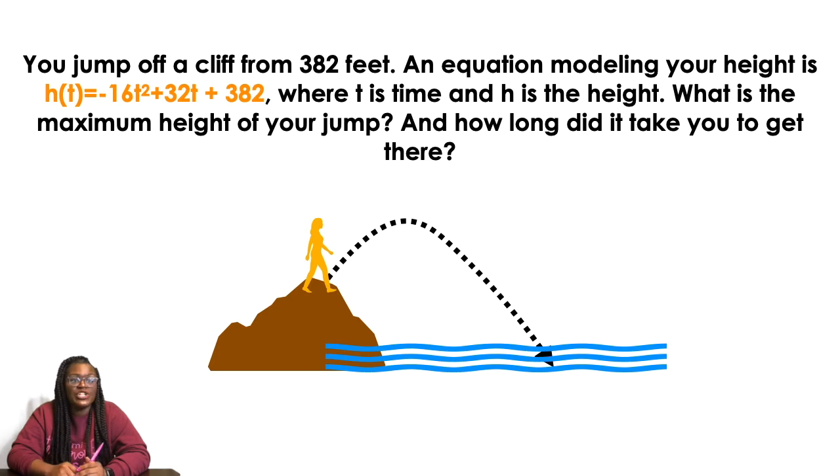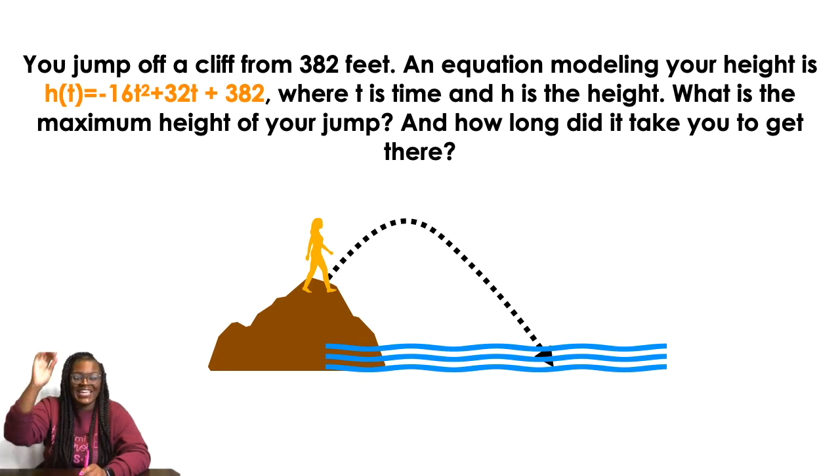Second example, you jump off a cliff from 382 feet. An equation modeling your height is h of t equals negative 16 t squared plus 32 t plus 382, where t is time and h is height. What is the maximum height of your jump and how long did it take you to get that high?